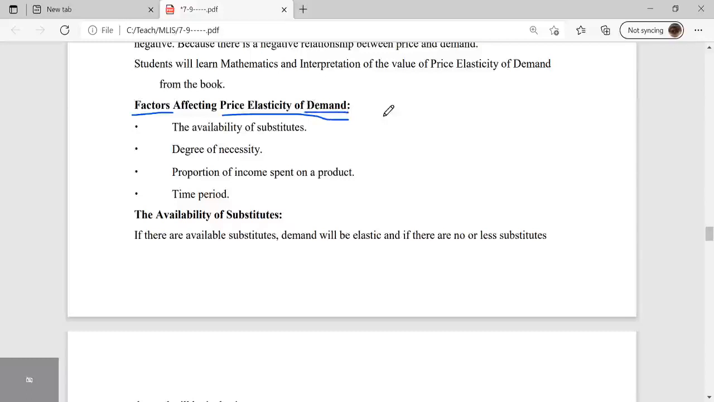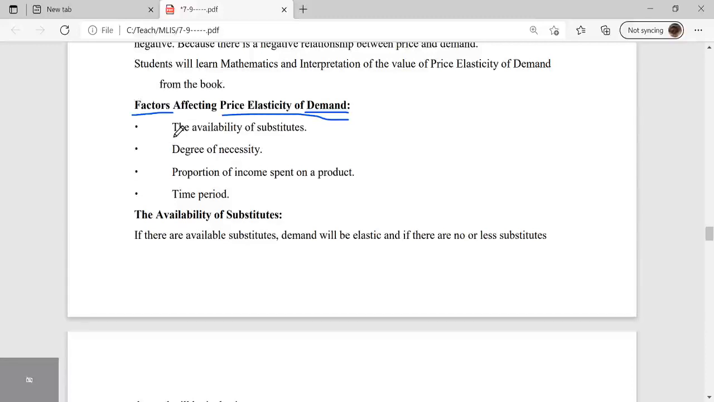The demand factors mean the factors which lead to an increase or decrease in demand. But the factors that affect price elasticity of demand mean whether the response is high or low. These are the factors over here that we'll discuss.